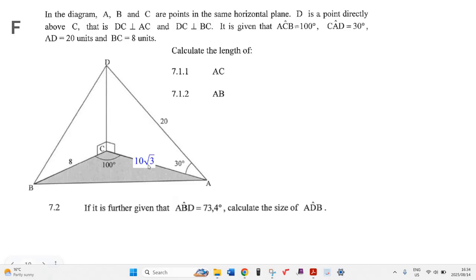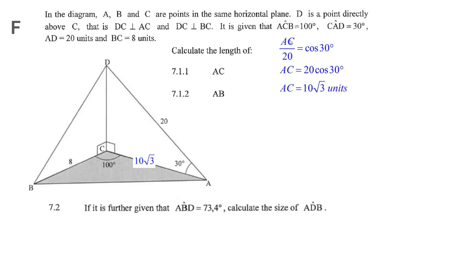So how are you going to do that? Well, that's a right-angled triangle right there. Now, you don't know it's 10 root 3. We're going to figure out that it is. AC is the adjacent side of this triangle, and 20 is the hypotenuse. So adjacent over hypotenuse is cosine. So AC equals 20 times the cosine of 30 degrees. And my calculator tells me that's 10 root 3 units. There's the first one all done.